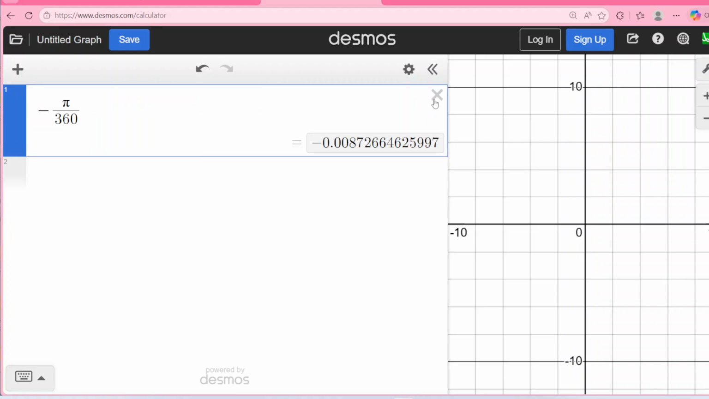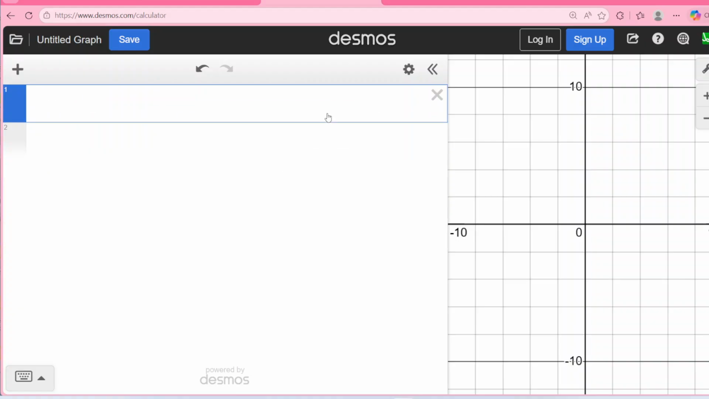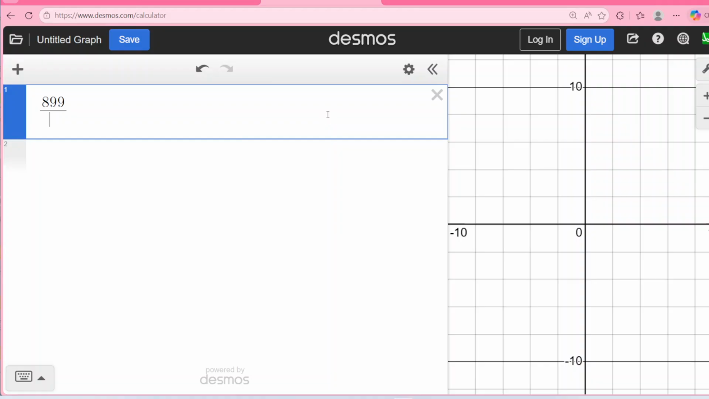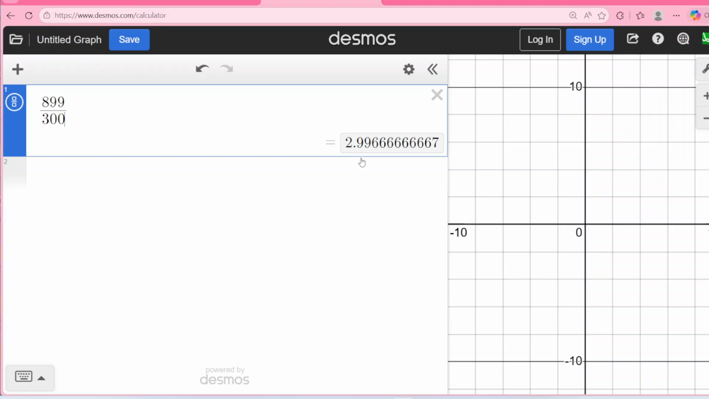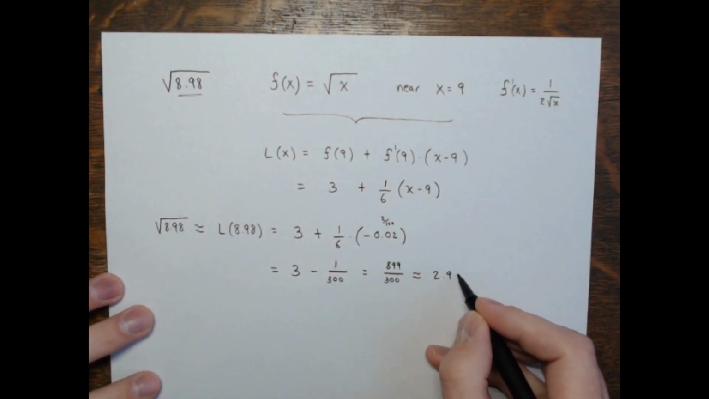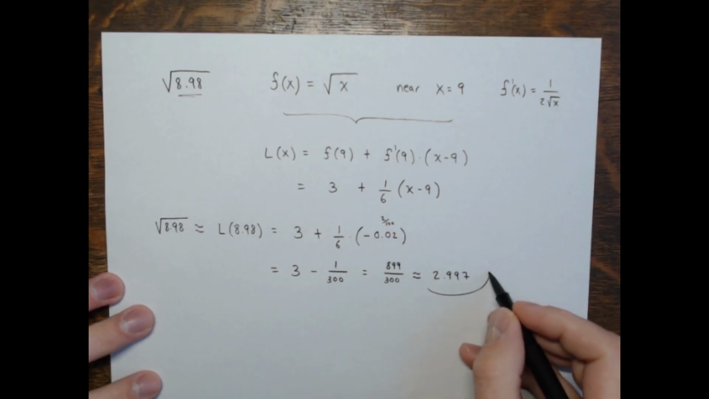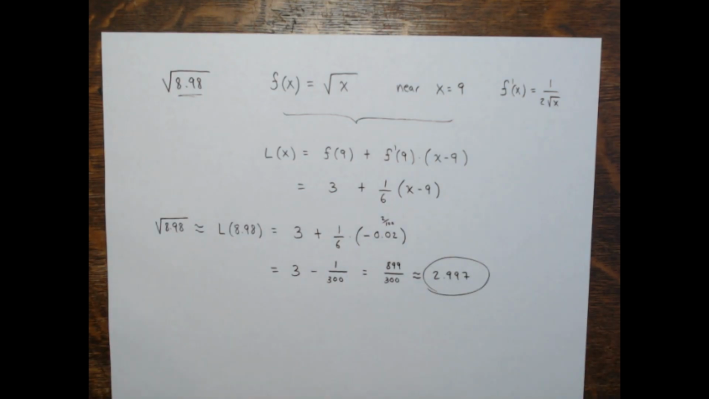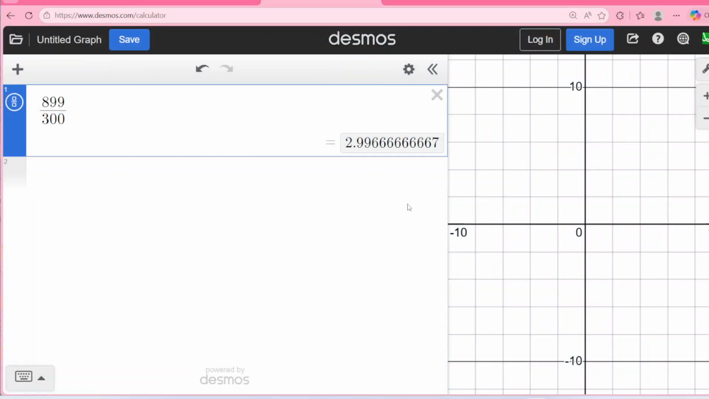So this was from an earlier problem. Here's 899 divided by 300. So 2.997. So I would round to 2.997. Okay, so here's what I'm going to be entering. And 2.997. Now let's actually check it, compared to the actual value, see if it's any good.